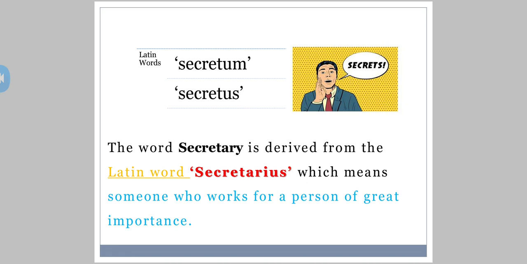Now, who is a person of great importance? A person of great importance is someone who receives special treatment because they are famous or they are powerful. It is a person to whom you give certain special treatment. See, in the earlier times, can I say a king is a person of great importance, very powerful or famous, right? So the person who was of great importance, secretary used to work for them.